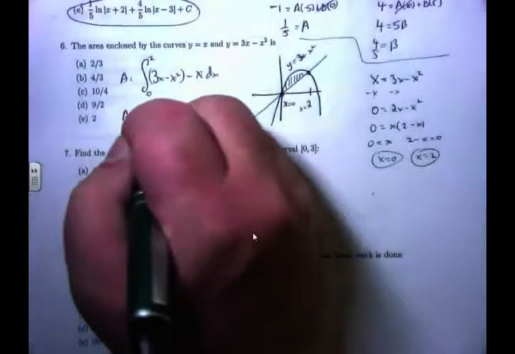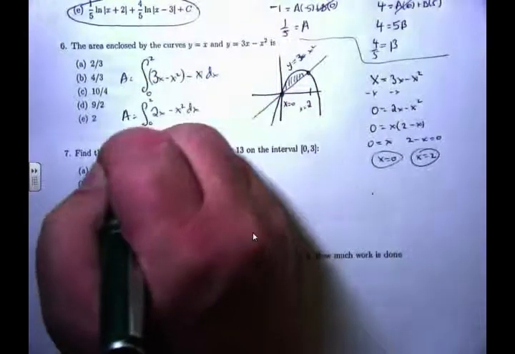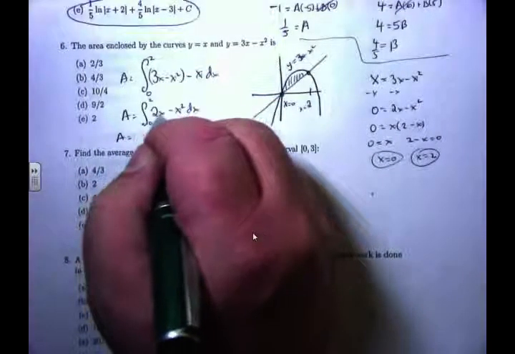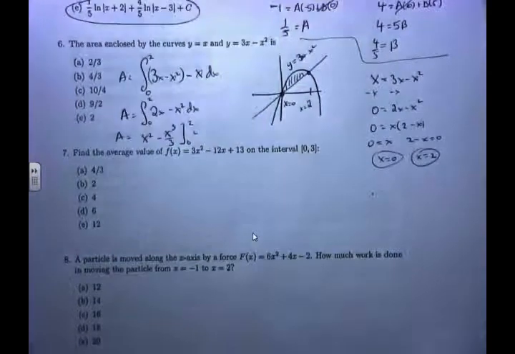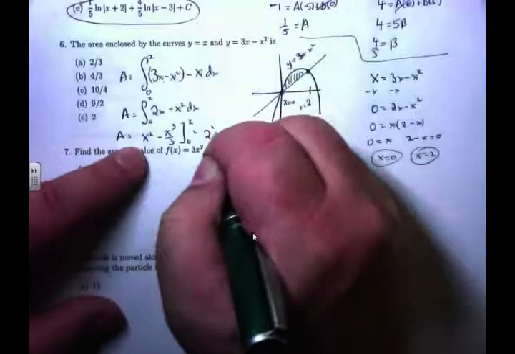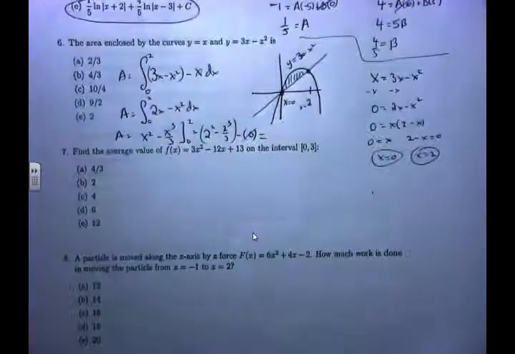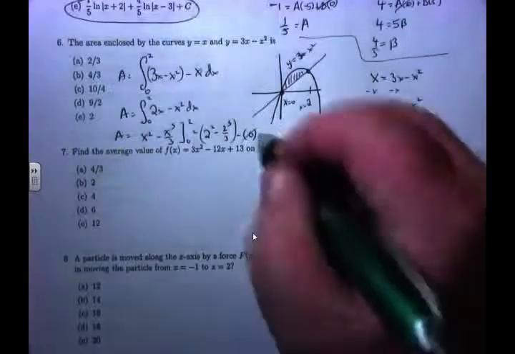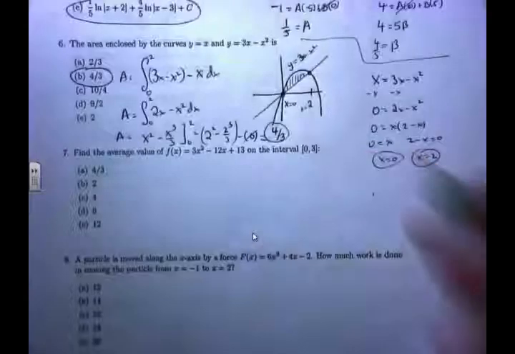Clean it up. Area is equal to the integral of 3x minus x, which is 2x minus x squared, dx from 0 to 2. Area is equal to the integral of 2x is x squared, minus x cubed over 3, evaluated from 0 to 2. Fundamental theorem of calculus, plug in top minus plug in bottom. 2 squared minus 2 cubed over 3, minus, when I plug in 0, I get 0. It goes away. So 2 squared is 4, minus 2 cubed is 8 divided by 3, and I get 1.33333, which is 4/3. Okay, so the answer is going to be B, 4/3.